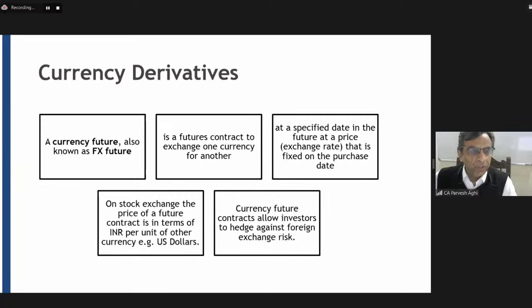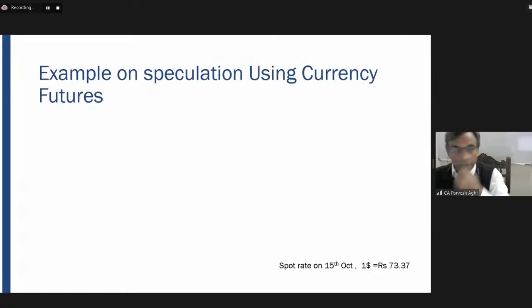Currency future contracts allow investors to hedge against foreign exchange risk. So basically, this is a mechanism to hedge yourself against exchange risk. Now we're doing yet another example. The contracts can be closed anytime till the expiry. So let's understand, if the speculator is using currency futures and making a profit much earlier, you can close this position even before the expiry. Whether you are a speculator or a hedger, you can do that.